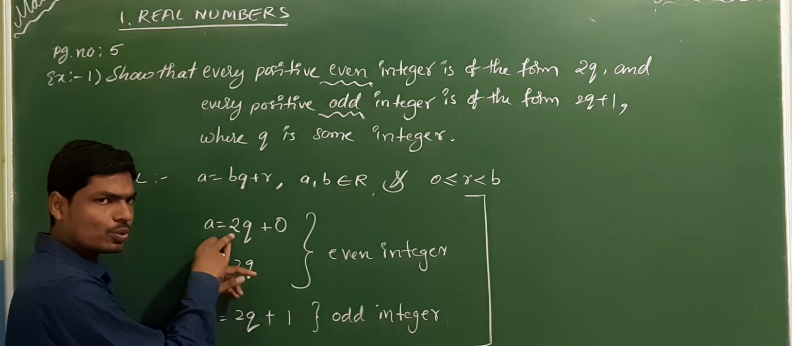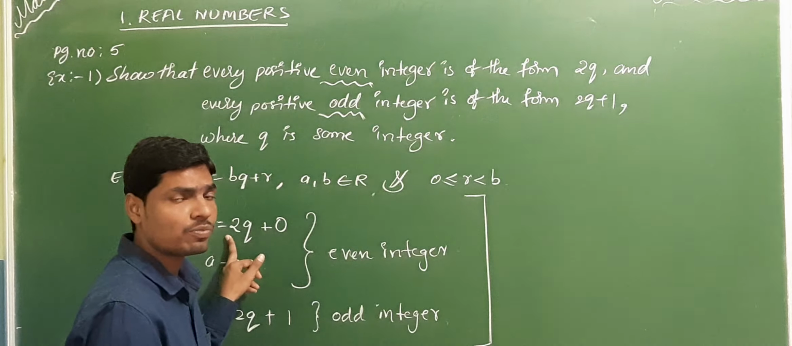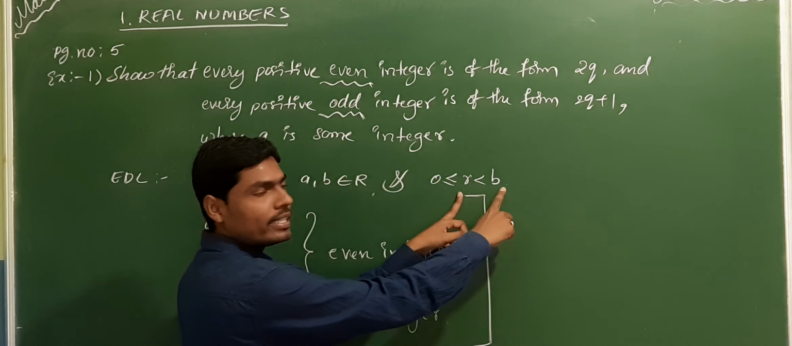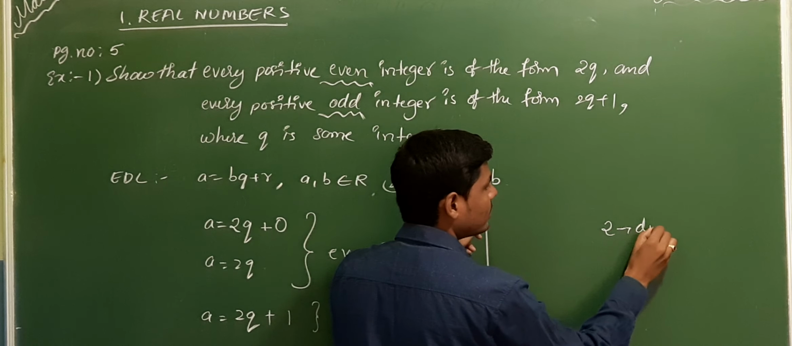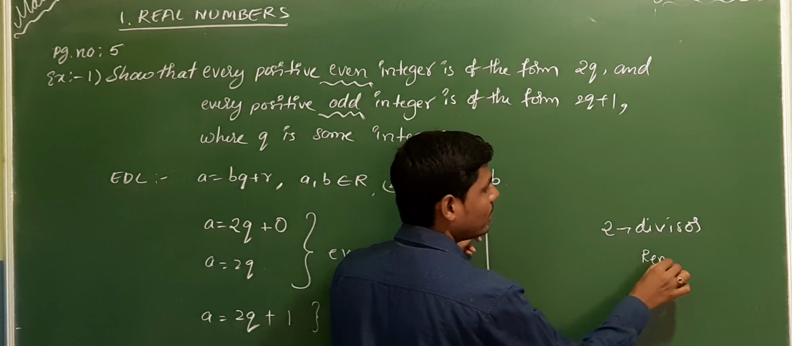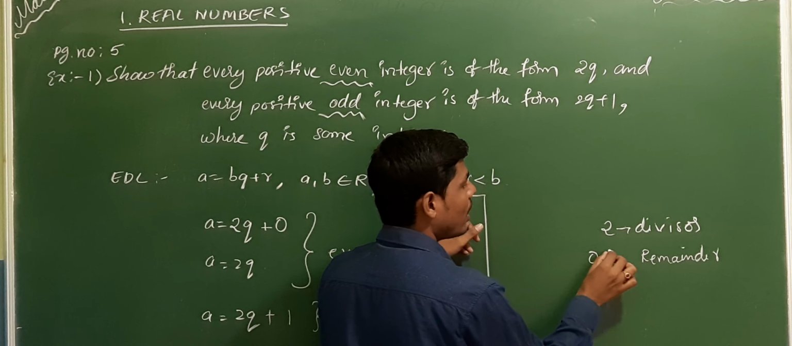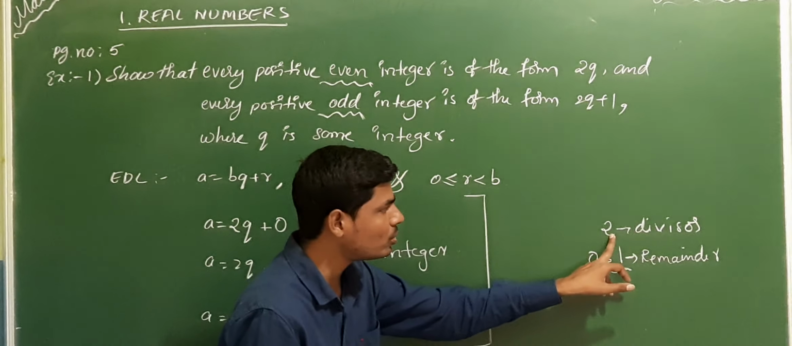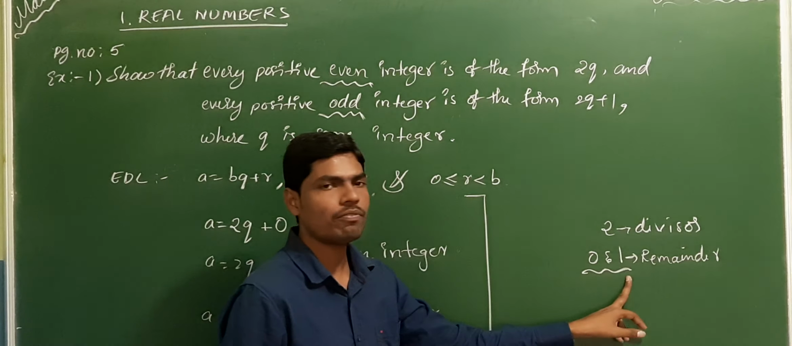And one more here, from these two concepts. If the divisor is 2, what are the possible values for the remainder? The remainder should always be less than the divisor. What is the divisor here? 2 is the divisor. And what should the remainder be? 0 and 1. Only these two possibilities are there for the remainder. Why? Because 2 is the divisor, and the values less than 2 are 0 and 1.